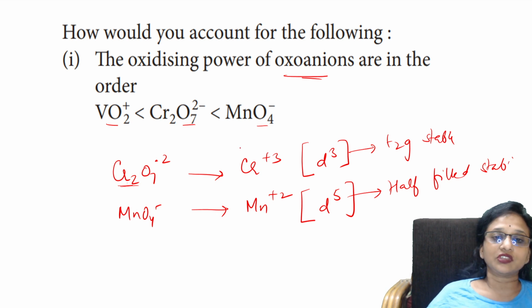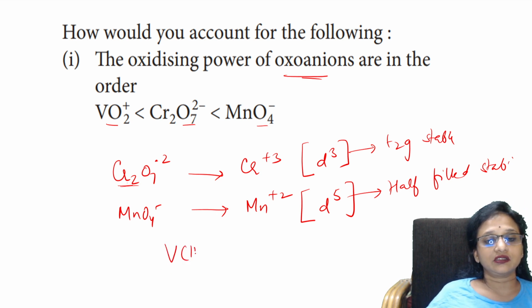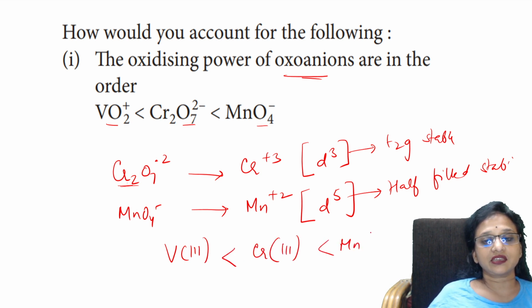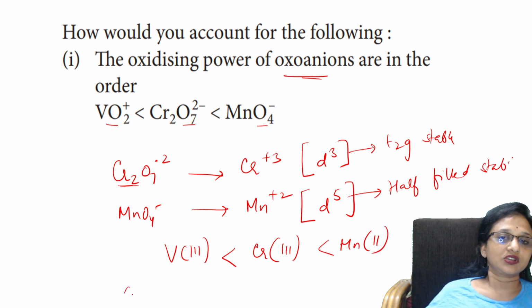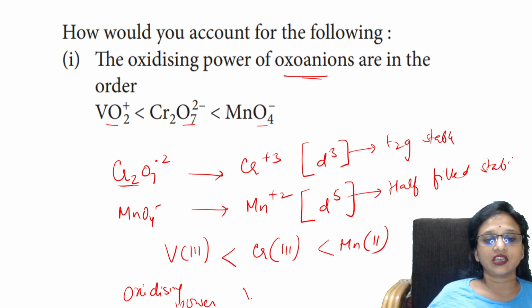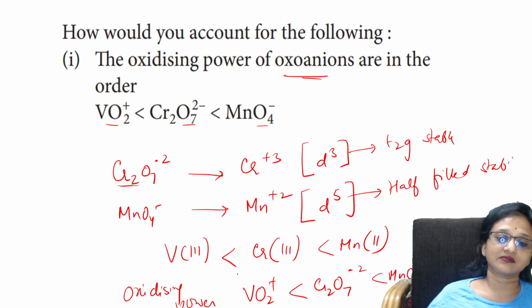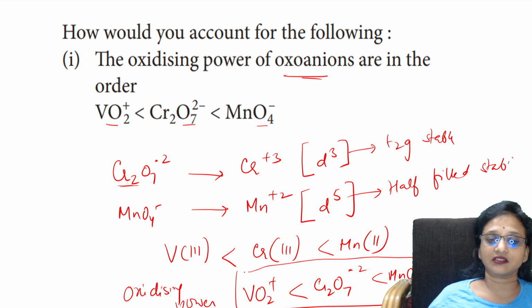So the product order would be, remember, change in oxidation state is large means the stability of the reduced products would be in this order: V3+ less than chromium 3+ less than manganese 2+. So what is the oxidizing power order? The oxidizing power order is VO2+, then Cr2O7 2-, then MnO4 minus. Check this carefully. Done. Careful.